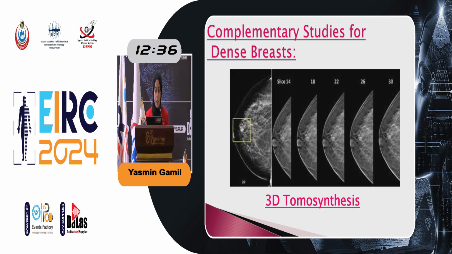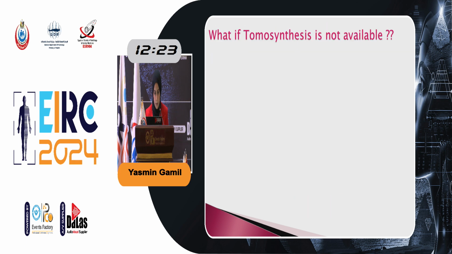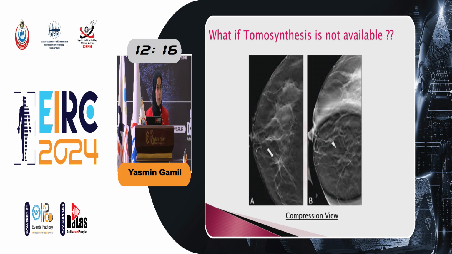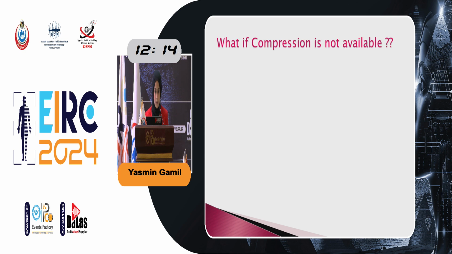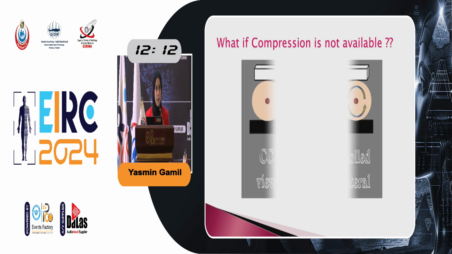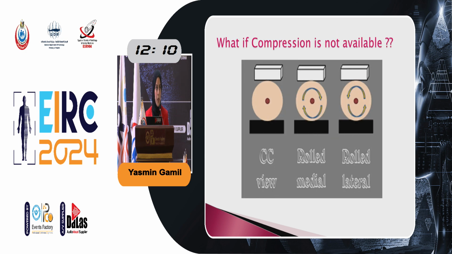Complementary studies for dense breasts include 3D tomosynthesis, which cuts the breast into thin slices, so if there are any spiculated lesions underlying the dense adenotic parenchyma, they will be visualized. What if tomosynthesis is not available at your facility? Compression view is an alternative. What if compression is not available? Rolling view is the view of choice, either rolling medially or laterally.